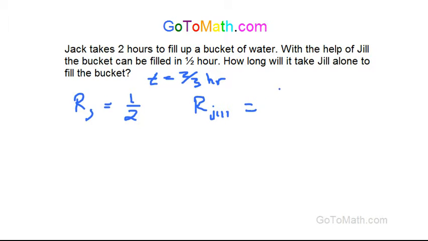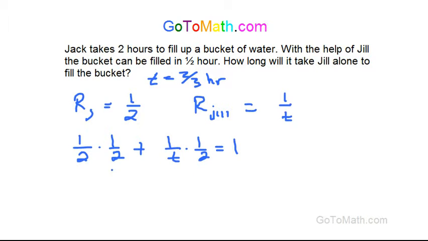This is the rate of Jill is going to be equal to 1 over t, right? We don't really know what the rate of Jill is, but it says how long will it take Jill alone to fill up the bucket, so t is what we are actually after. Okay, so the actual equation is going to be a half times a half plus 1 over t times a half, and that's going to be equal to 1 being the whole. And what you'll want to do in this problem here is you'll want to solve for t, and you should be coming up with 2/3.